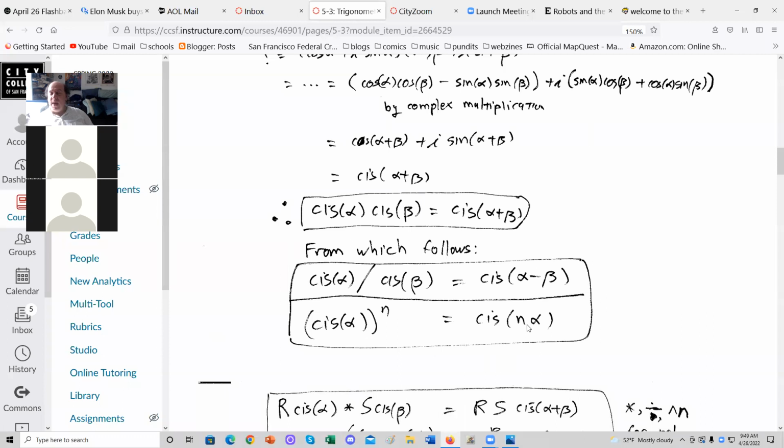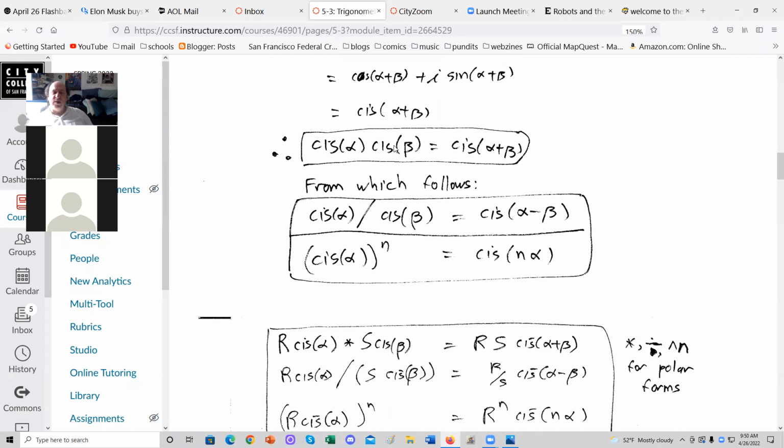And n times alpha, which is alpha plus alpha, n times, turns into cis alpha times cis alpha times cis alpha, n times, in other words, an nth power. So cis of n alpha is cis alpha to the nth. Or wording it the other way around, a product of cis is a cis of a sum, a ratio of cis is a cis of a difference, a power of a cis is cis of a multiple.